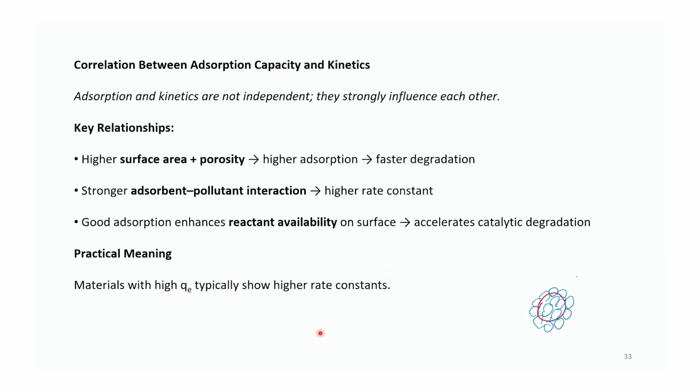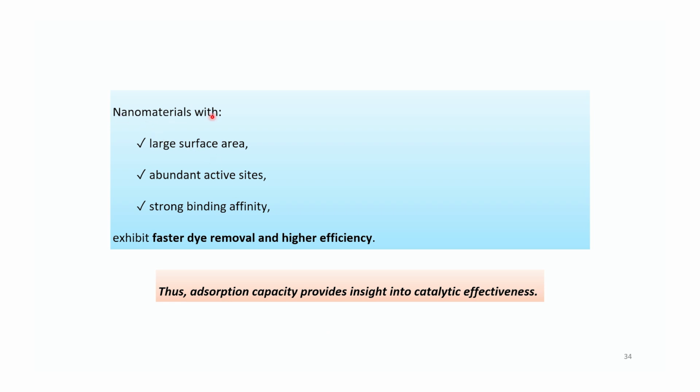Okay. So what we can conclude is that nanomaterials with a larger surface area, abundant active sites, and strong binding affinity will exhibit a faster removal process, and it will show a higher efficiency. So all these factors are involved in the faster dye removal process and for the higher efficiency of your catalyst. Thus, adsorption capacity provides insight into the catalytic effectiveness.